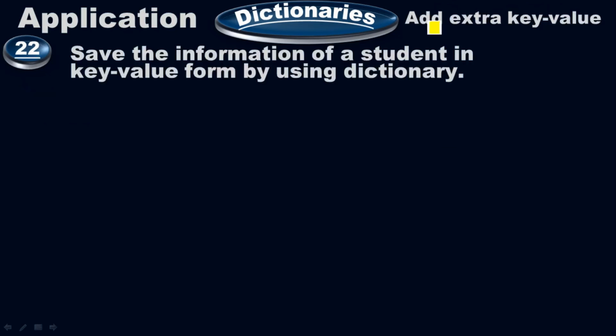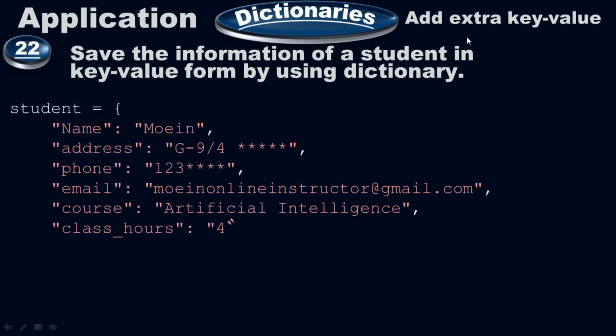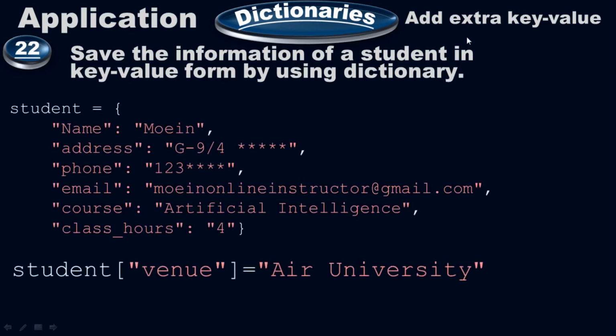Now let's check how we can add an extra key value. We checked the mutability. We have also checked how to find the value. But now let me check how we can add an extra key value. If I need to add an extra key value to the dictionary, how can I do that? So let me show you the process here. I need to put student of venue equals to Air University.